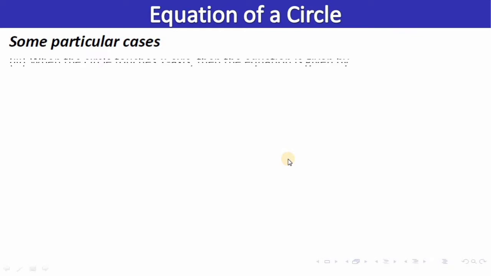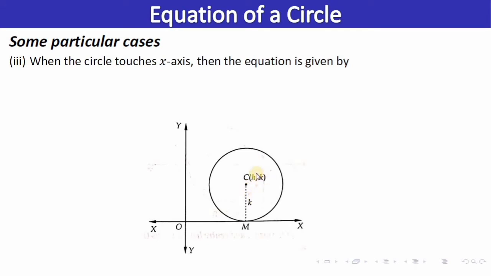So another case says when the circle touches the x-axis. Now let's see what is the meaning of this. So the circle just touches the x-axis, or in other words, I can say the x-axis is my tangent, isn't it? So if this happens, then from here to here, that is OM, is h, and from M to C is k, right? So basically this k is my radius, isn't it?